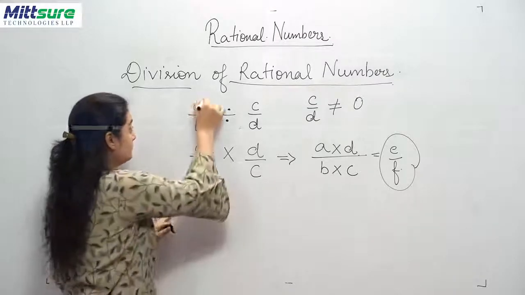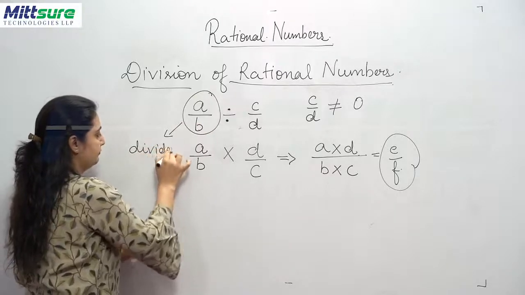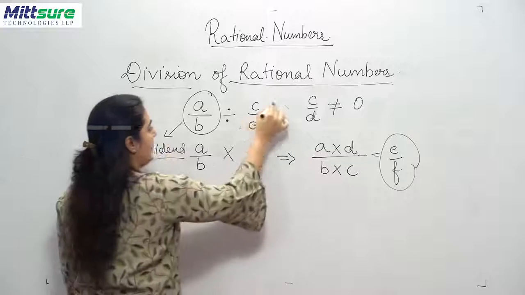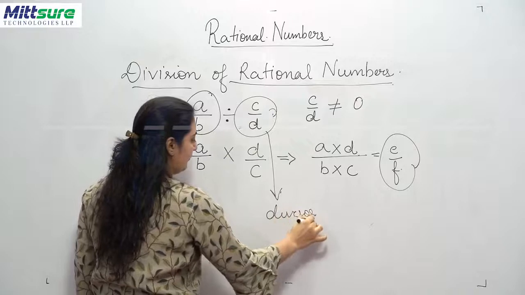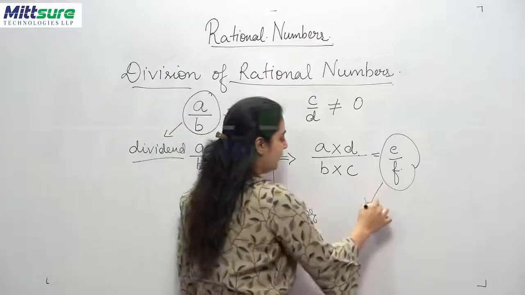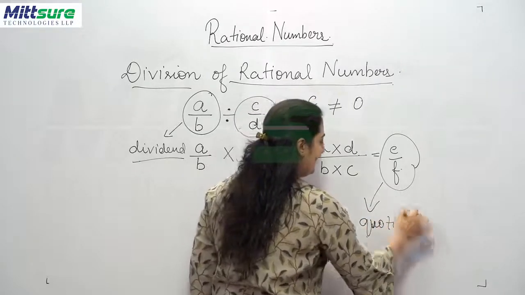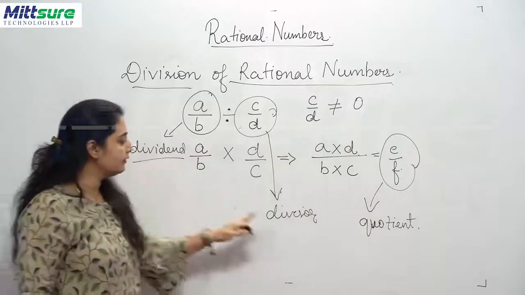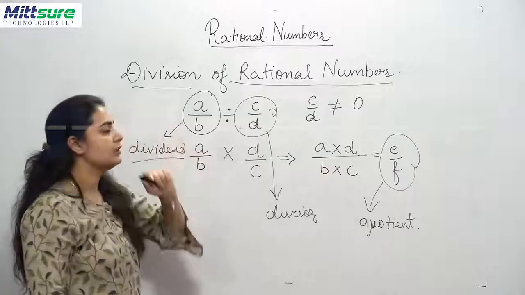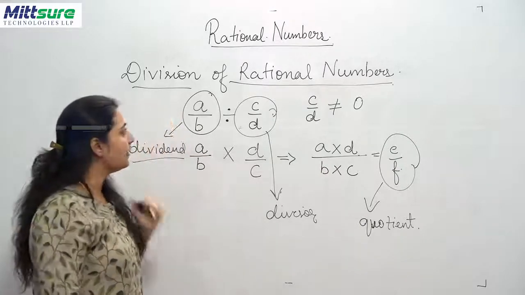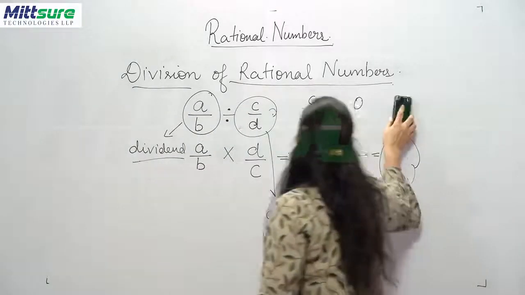Now here, the first number is known as the dividend. The next number is known as the divisor, and the result which you get is known as the quotient. Clear? See, this is the dividend, this is the divisor, and that is the quotient. So this is how the division of rational numbers takes place. This was the symbolic representation of division of rational numbers. Let's take one example and understand.